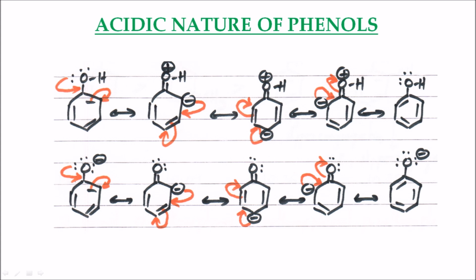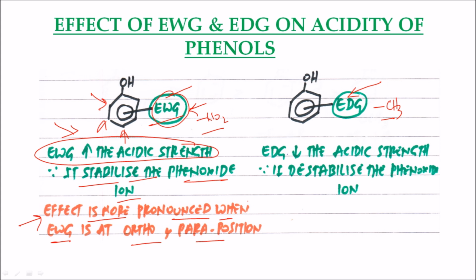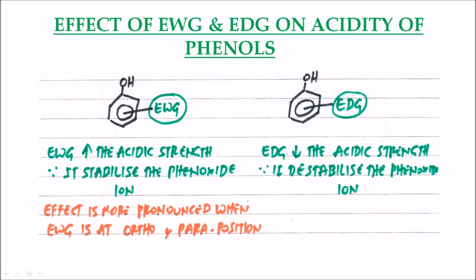You can see in phenoxide ion a few positions are electron rich positions. Just observe the resonance structures there, second, third and fourth. You can see ortho is having negative charge, electron rich. Para is electron rich, and the other ortho position. So ortho and para positions are electron rich positions, and when you place electron withdrawing group in ortho and para positions, there will be more electron withdrawing effect in such positions. So effect is more pronounced when electron withdrawing group is at ortho and para position. This is regarding electron withdrawing group.